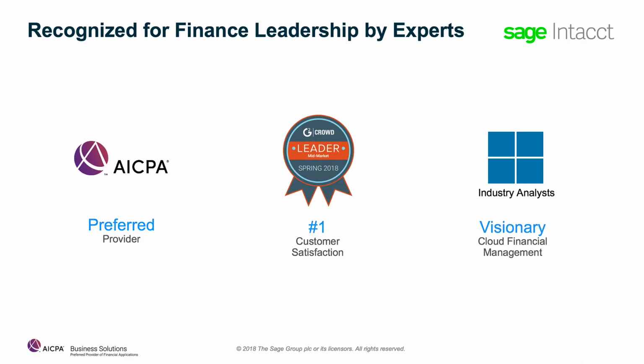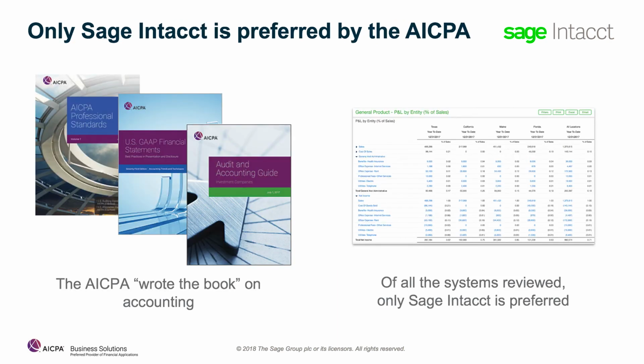So why Sage Intacct? We're the right partner to help in your success. Sage Intacct is the only financial system preferred by the AICPA, the organization that wrote the book on accounting. Every US-based company follows their standards, and they have over 431,000 members who've seen and used every accounting system out there. Of all the financial systems the AICPA has looked at, ours is the only one they prefer. No other software company can say this.